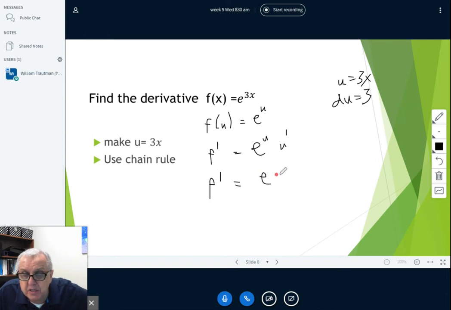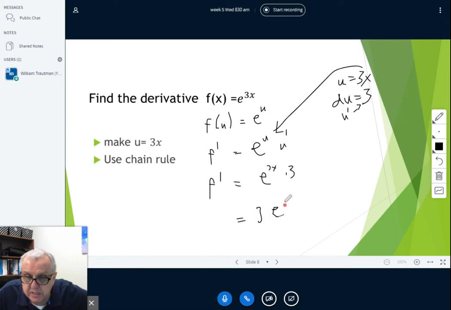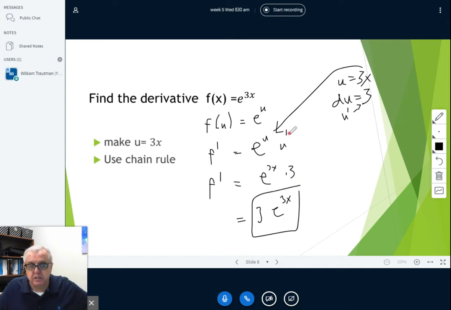So, and I'm going to change u back to what it's supposed to be. U is supposed to be 3x, e to the 3x. And then u prime, the derivative of u, this is u prime, same thing, is 3. And I like to bring that 3 out in front. There's our derivative.